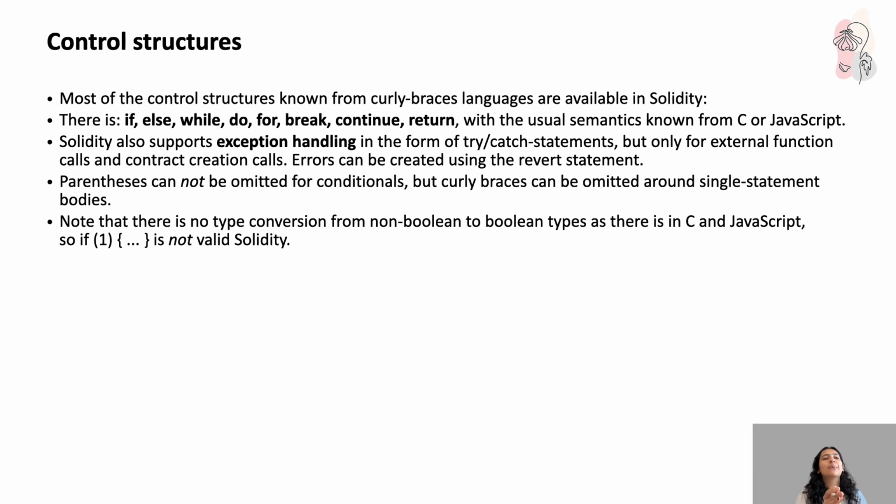Okay, so we'll start with control structures now. Most of the control structures are known from curly braces languages, the languages where we start a curly brace, write everything, and then close it. If condition, and then curly brace, inside what is to be executed, and then curly brace close. That is what your curly brace languages are. So also in Solidity, we have if, else, while, do, for, break, continue, return with the usual semantics known from C or JavaScript. Nothing new for you.